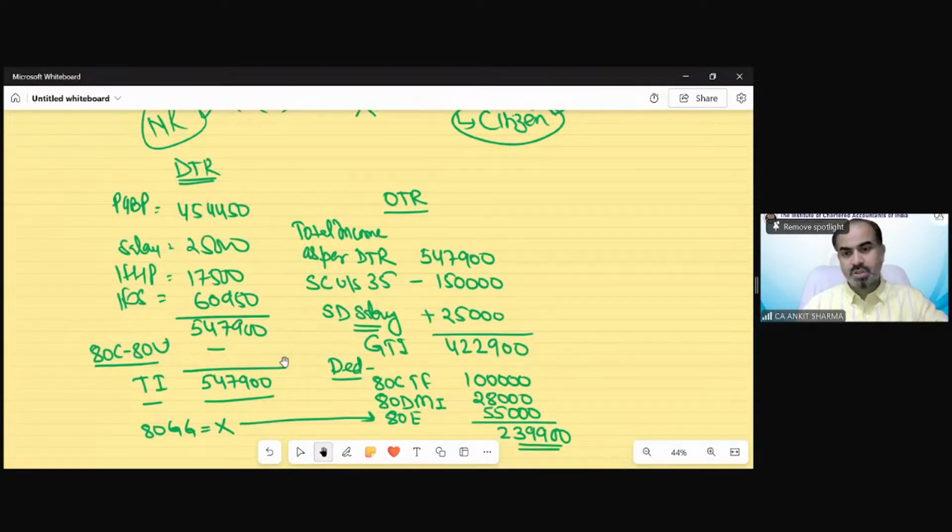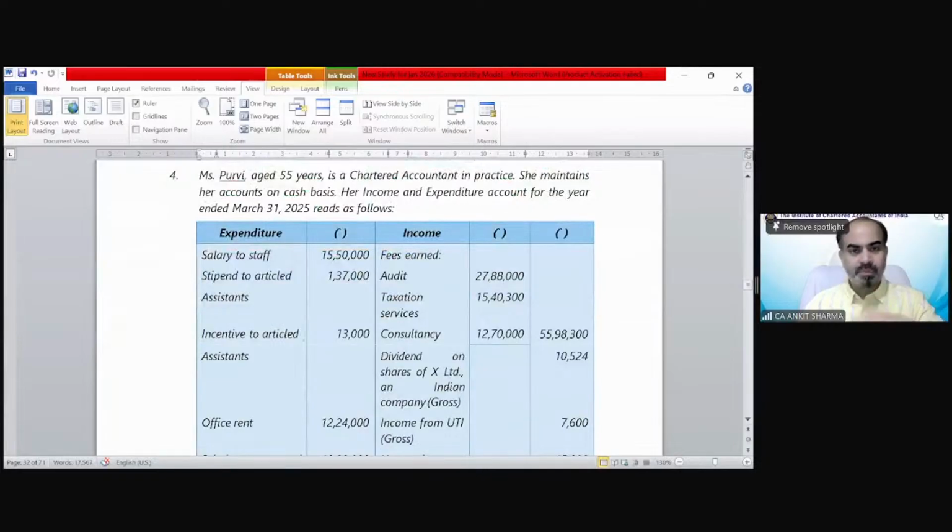So that was the calculation of total income under both regimes. Moving on to question number 4. Now question number 4, Mrs. Purvi, age 55 year, is a chartered accountant in practice. She maintains her accounts on cash basis. Okay, it's an important information. Her income and expenditure account for the year ended on 31st March 25 read as follows.